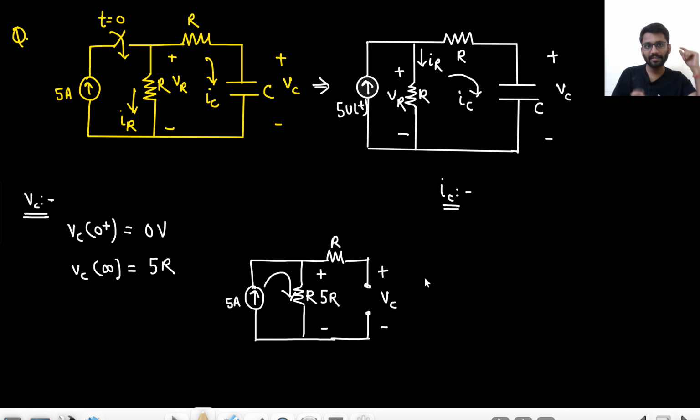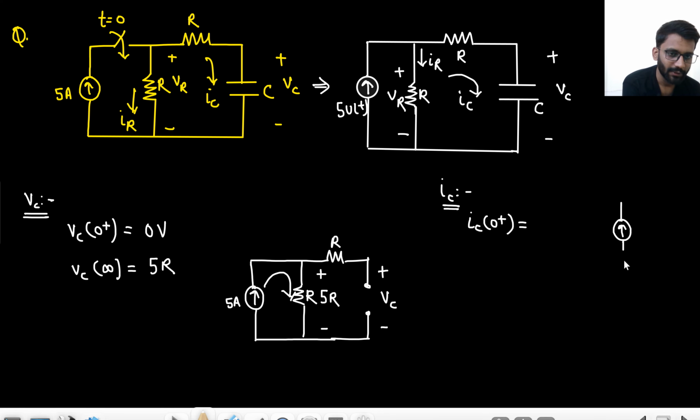But is IC constant here? Tell me what is the value of IC at t equals to 0 plus. Write it in your rough notebook, then only you need to see the answer. What is the value of IC at t equals to 0 plus? 5 ampere, 2.5 ampere, 0 ampere. 2.5 ampere. Why so? Because what is happening at t equals to 0 plus?